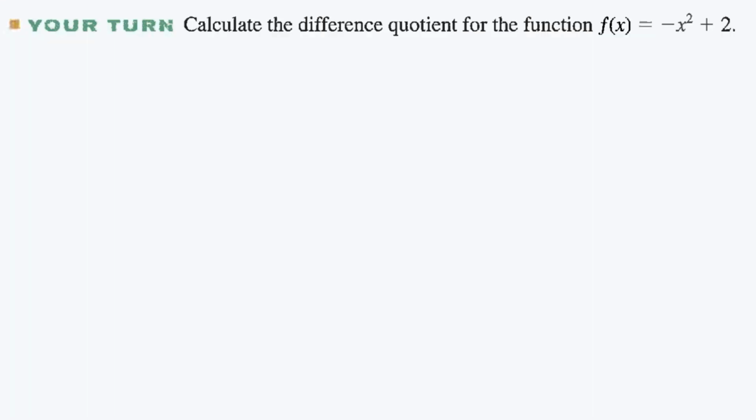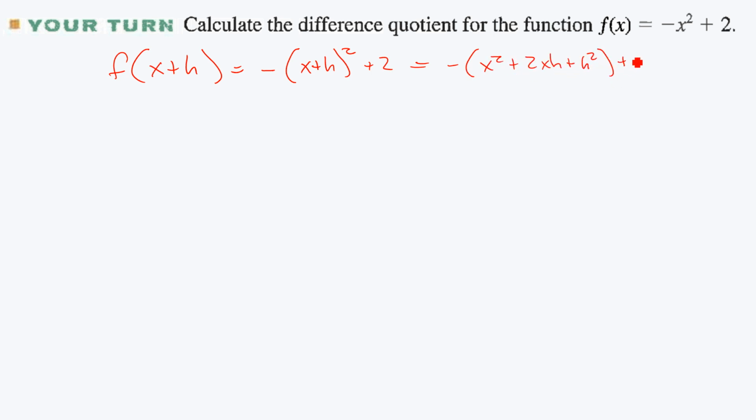Okay, your turn. See if you can give it a shot. So f of x plus h is negative (x plus h) squared plus 2. That turns into negative x squared plus 2xh plus h squared plus 2, which is negative x squared minus 2xh minus h squared plus 2.